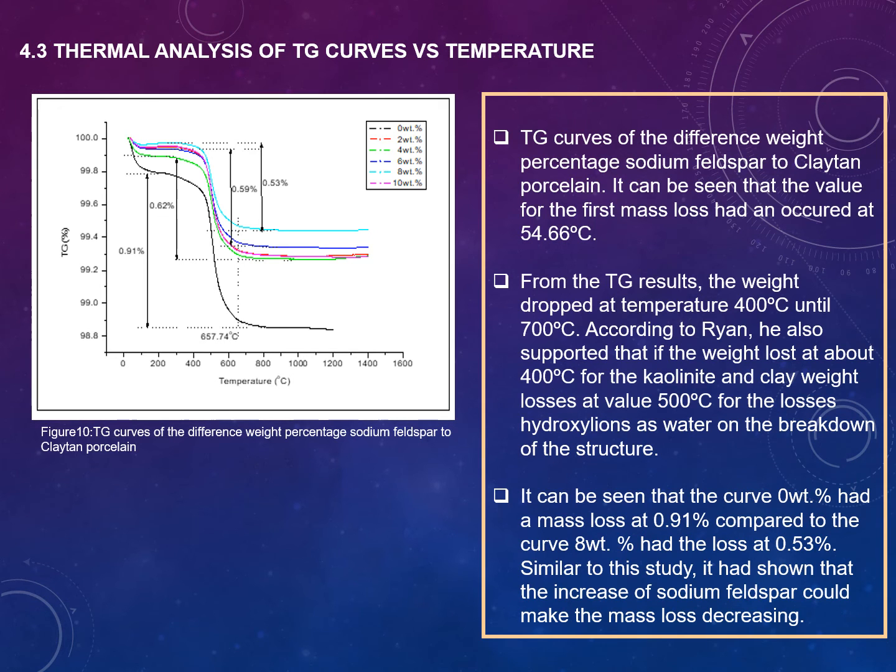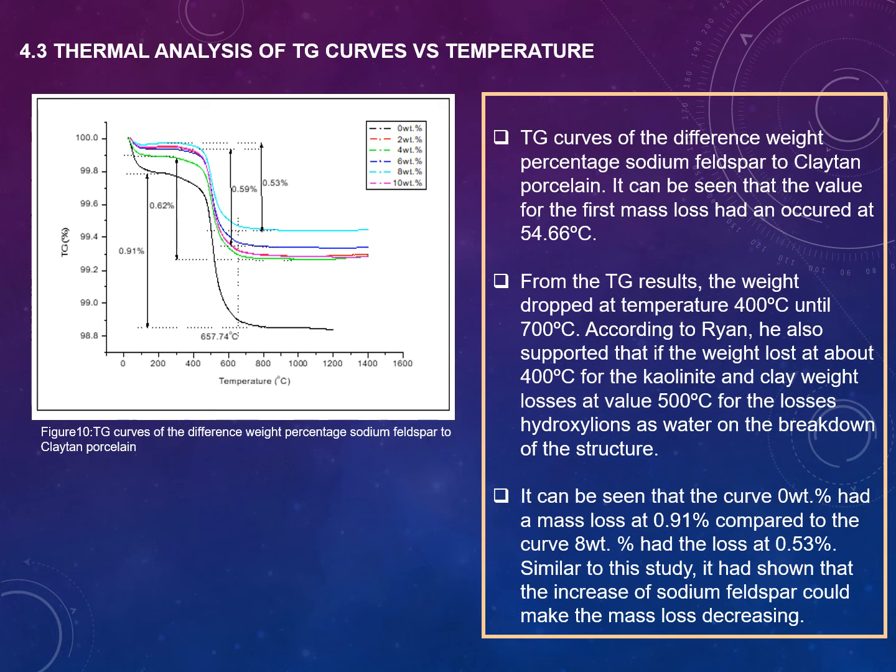This is about the thermal analysis of the TG curve with temperature. Figure 10 shows the TG curve of the different weight percentages of sodium feldspar in CLAYTAN porcelain. It can be seen that the first mass loss occurs at 54.66 degrees. From the TG result, the weight drop is at the temperature 400 degrees until 700 degrees.